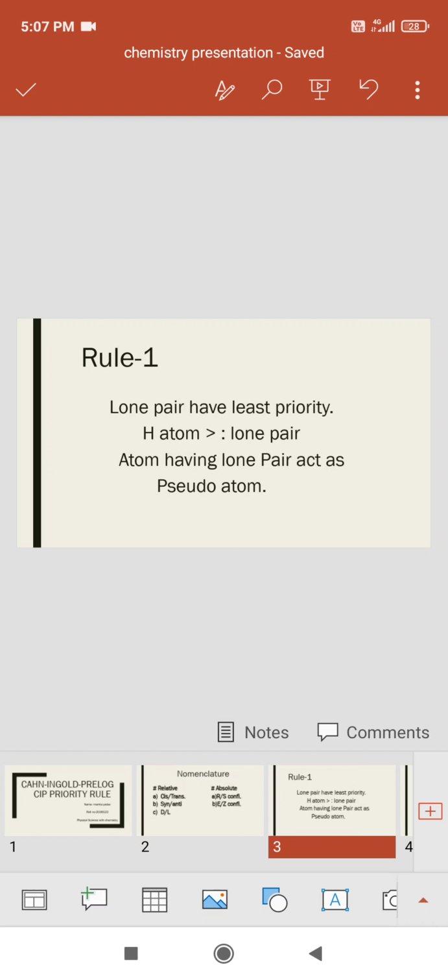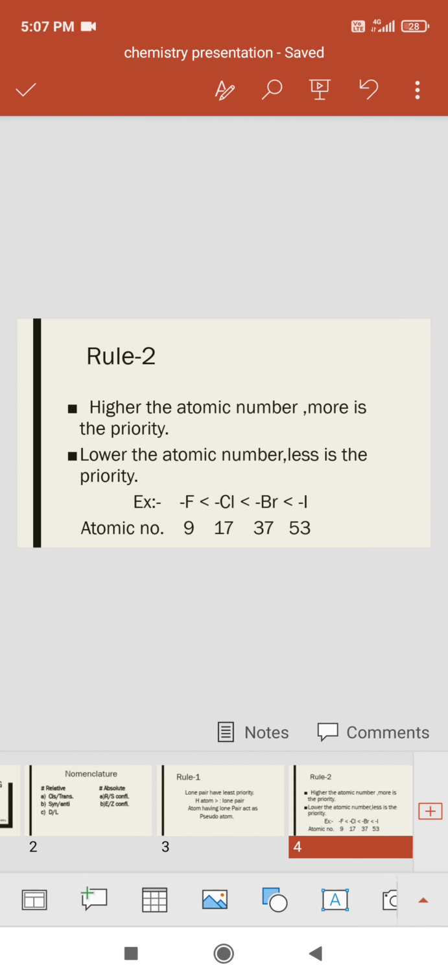So rule 1 is that a lone pair has the least priority. Generally in any group we take the hydrogen atom as having the least priority, but if a lone pair is present then it always gets the least priority, and the lone pair acts as a pseudo atom here and its mass is 0.